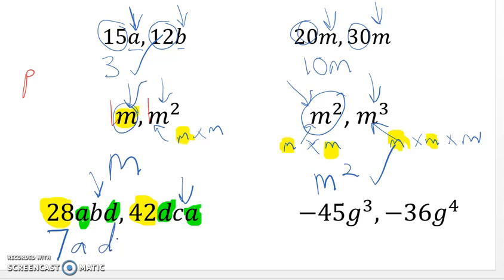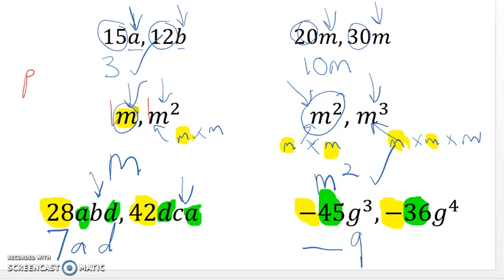Now here's a very important rule. If both the terms in your expression are negative, you must take out the minus. So straight away I'm pulling out a minus. If they're both negative, you must take out the minus. Then I can look at the numbers, 45 and 36. The highest common factor is 9. And I've got a g cubed and a g to the power of 4.